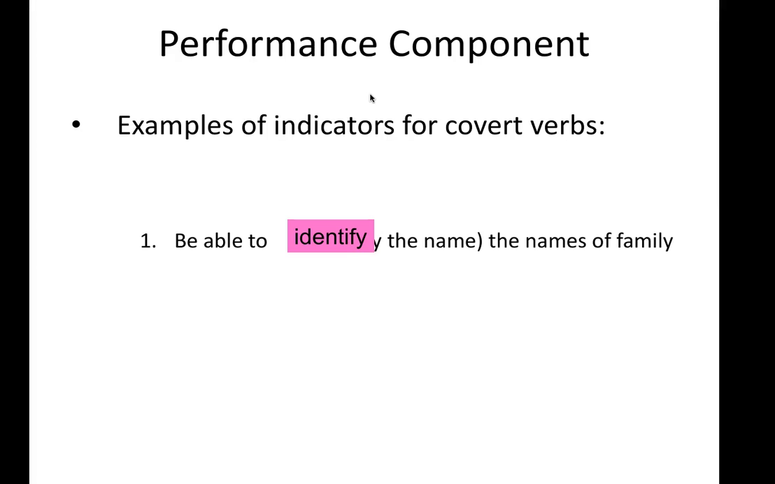So let's say that we were writing an objective that said Johnny will be able to identify the names of family. The covert verb is identify, and the indicator is say the name. And I'm sorry, as this comes in with these animations, it's covered up a little bit, but that says say the name is the indicator.